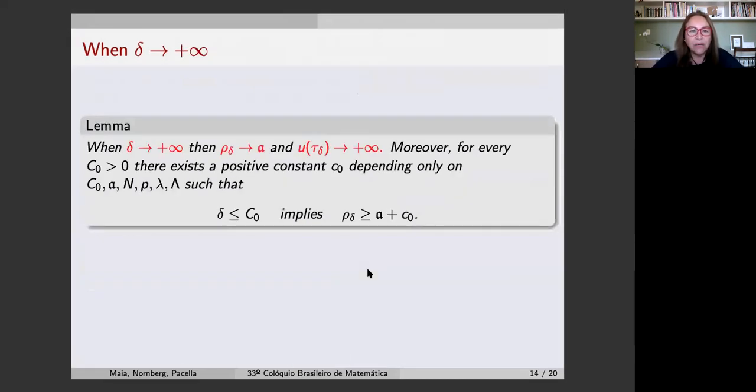On the other side, when the shooting parameter goes to plus infinity, what is going to happen? When the shooting parameter delta is going to plus infinity, then rho delta, which is the next 0, is going to A, and U at its maximum point, or its maximum value, is going to plus infinity. Moreover, for every C0 given, there exists a positive constant, small c0, depending only on these parameters, such that if delta is bounded, then rho delta is bounded above A. So this rho delta is well defined for deltas bounded, for shooting terms bounded.